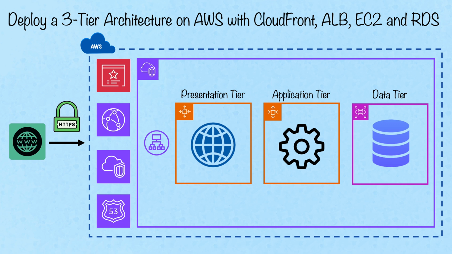In this video, we'll take our architecture to the next level by incorporating Amazon CloudFront. This powerful content delivery network will significantly enhance our application's performance and scalability. So, let's dive into the details and explore how CloudFront fits into our three-tier architecture.